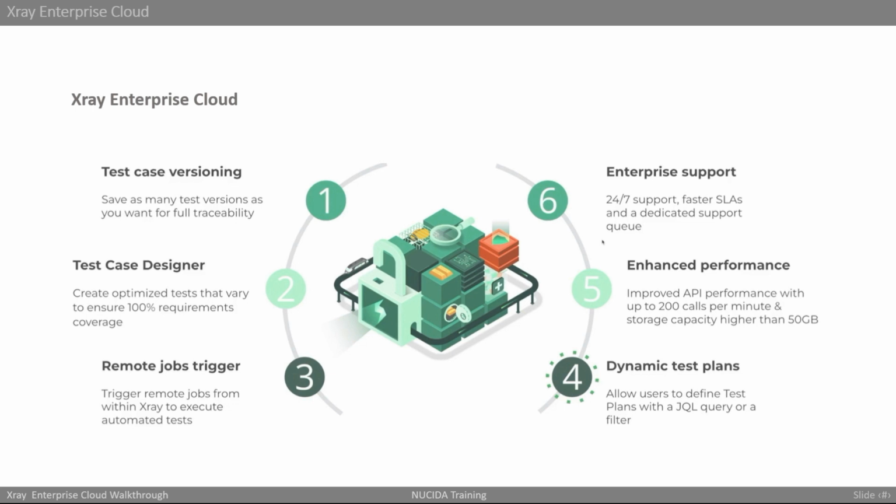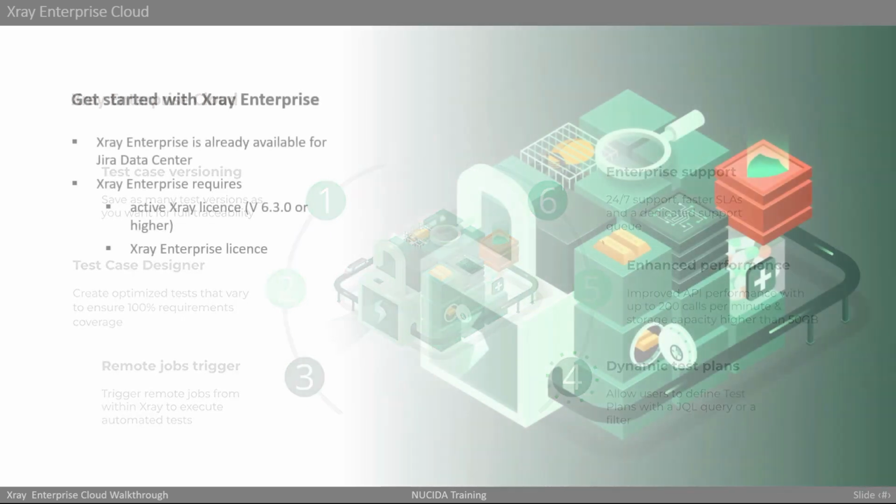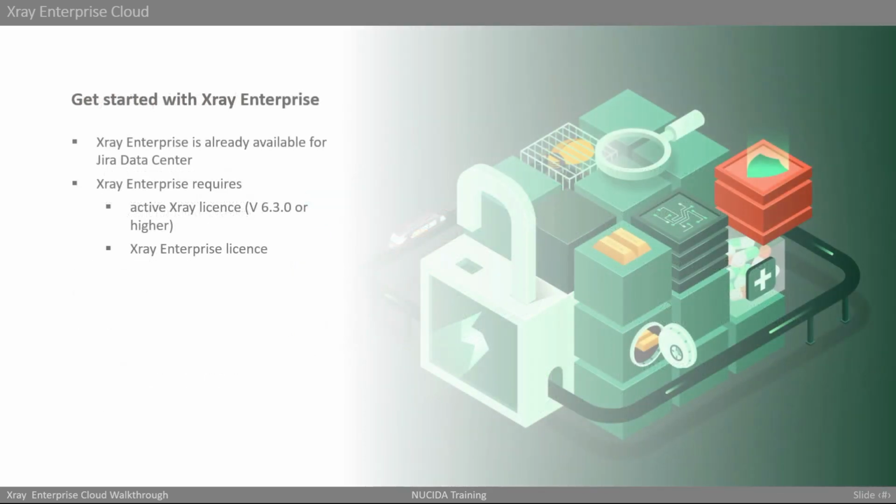Now, Xblend, the producer of Xray Enterprise, offers 24/7 support, faster SLAs, and a dedicated support queue. So, the support services are improved, too. Xray already performs greatly at scale, and now for even more demanding teams, Xblend raised the API performance levels with up to 200 calls per minute and increased the Xray cloud storage capacity above 50 gigabytes.